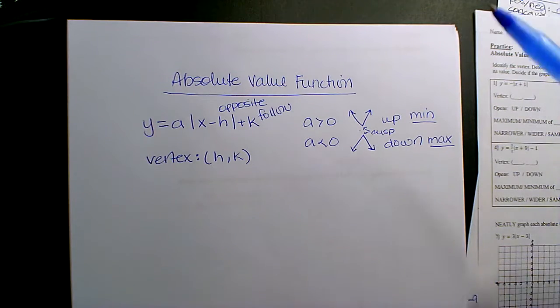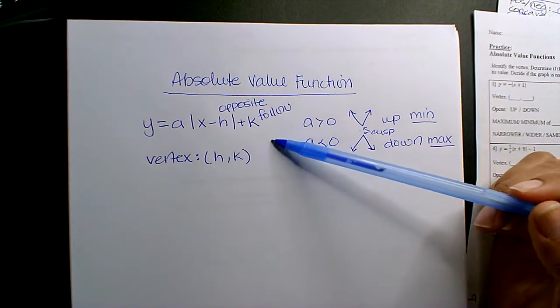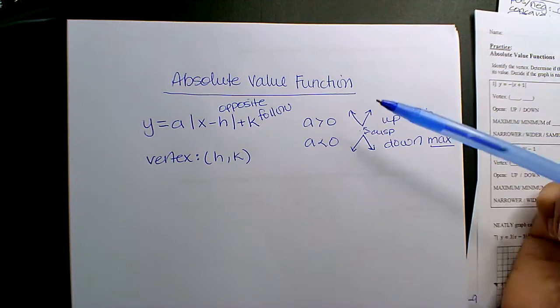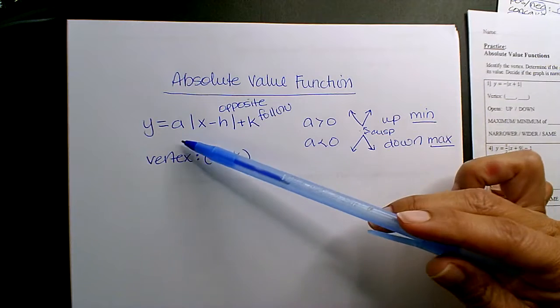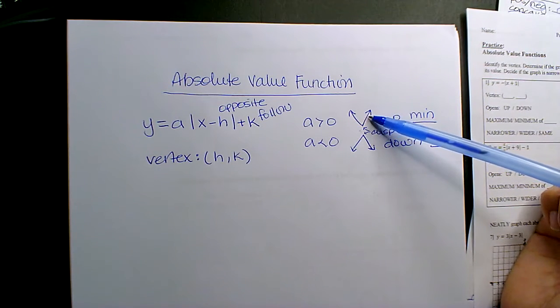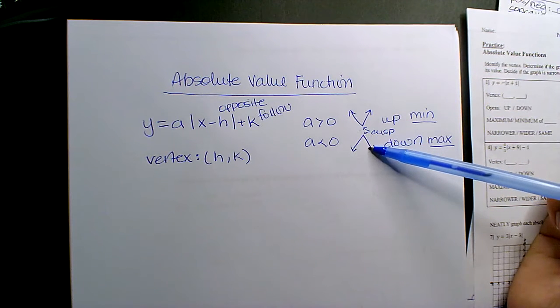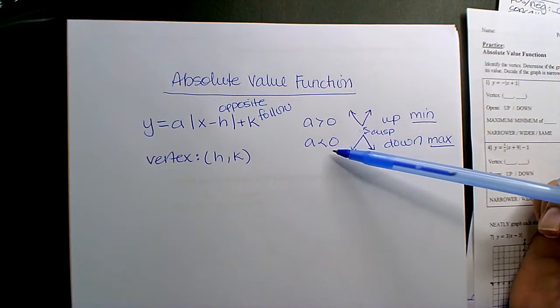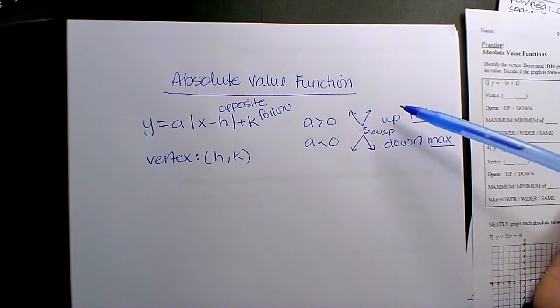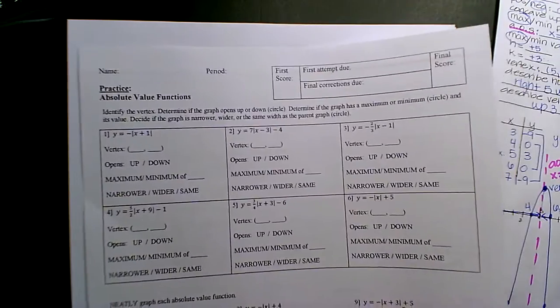All right, so the absolute value function is the same as the vertex of a parabola. Opposite h, follow k. Your vertex is (h, k). It's called the cusp, though. Same thing: if the a value is positive, it opens up, or concave up, or orientation up. And it opens down, or concave down, or orientation down, if the a is negative. It's a min if it's up, max if it's down, same as the vertex in standard form of a parabola.